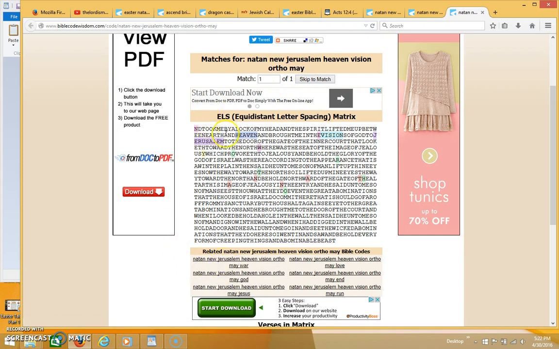But over here you have the word May in the yellow, and it's running through the word Jerusalem, the letters M-A-Y. You see new over here in the pink in ELS form, and you see Jerusalem in the lavender, and you see Vision over here in the light blue. Over here in the light green you see the word ortho, which is the first part of orthodox, and over here in the light red you see the word Natan coming up in ELS form with the letters N, A, T, A, N.